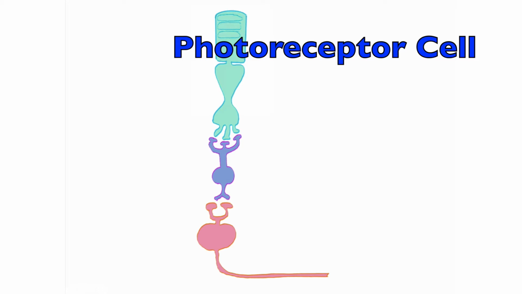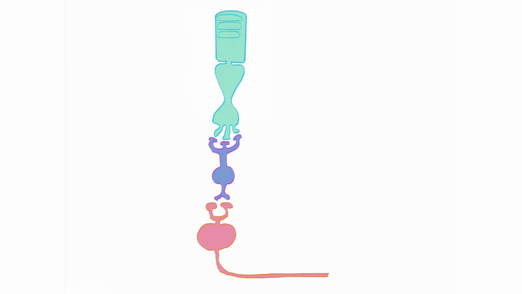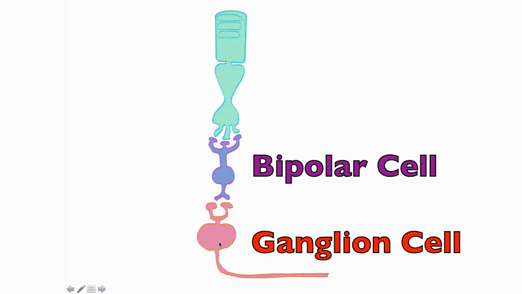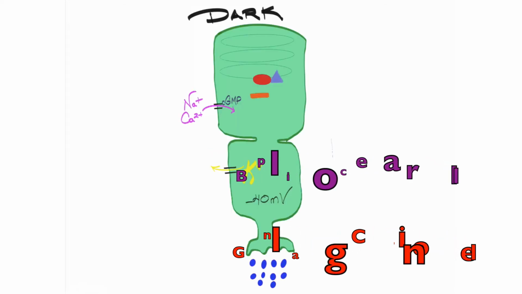The retina is the innermost layer of the eye that contains these photoreceptor cells. So once again, photoreceptor cell in green. In the middle, we have a bipolar cell, and at the bottom, we have what's known as a ganglion cell. And the axon of the ganglion cell will run in the optic nerve, which once again terminates in the primary visual cortex of the occipital lobe. So let's take a look at this.